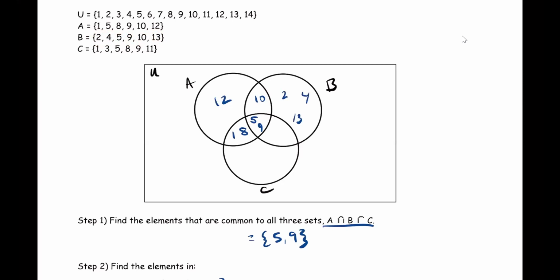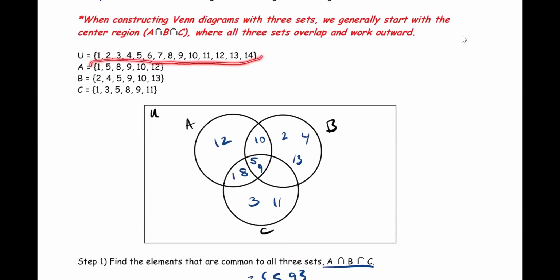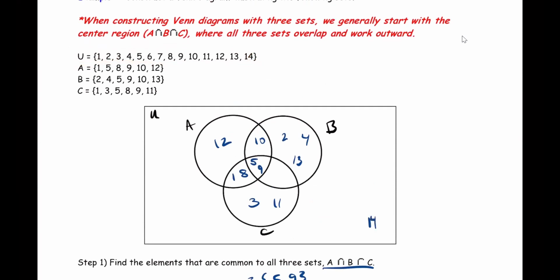And now we can focus on just C. What hasn't been used up yet besides 1, 5, 8, 9? 3 and 11. So 3 and 11. And then the last thing you have to do is look at the universal set to see if there are any numbers that we haven't used yet that belong. 14. Okay, 14 for sure. 7, okay.